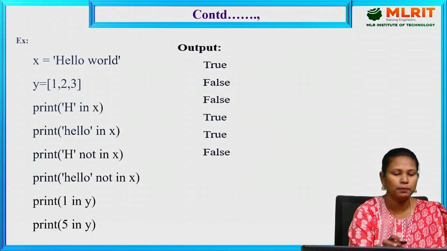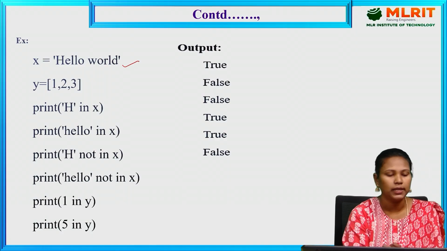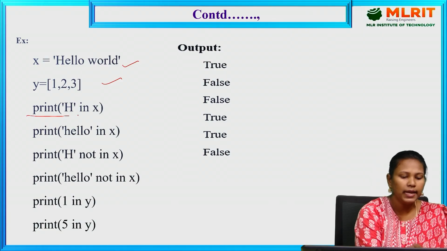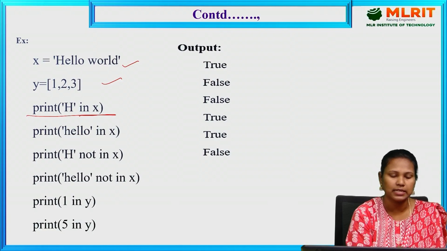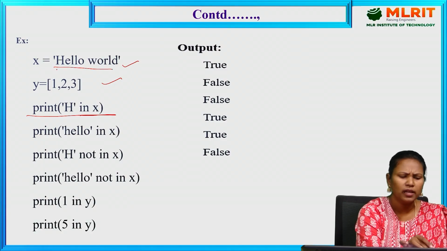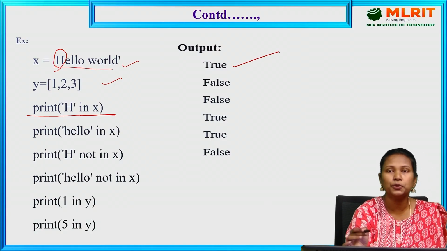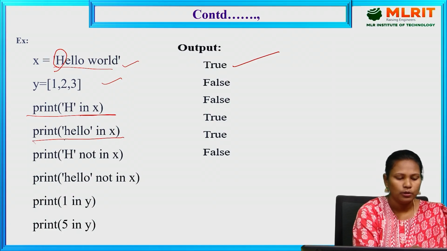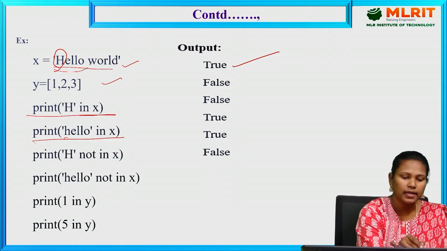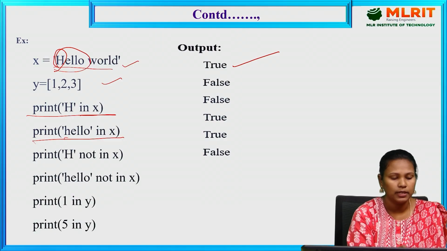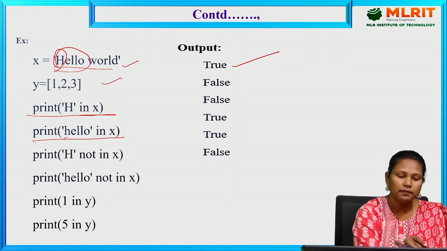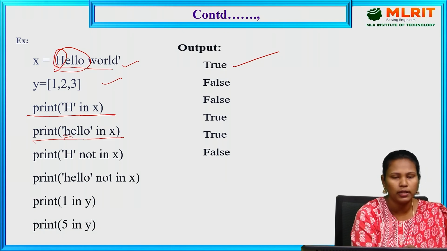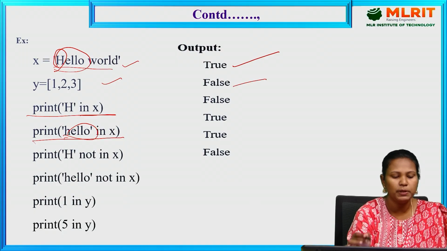So one example: x is equal to hello world, y is equal to 1, 2, 3. Here, print h in x. The x value is hello world, and in that h is there, so it displays true. Next one, print Hello in x. Here we are taking one word, and even though the meaning is the same, the capital letter is not there. So it is checking, H is not there, so that will be false.